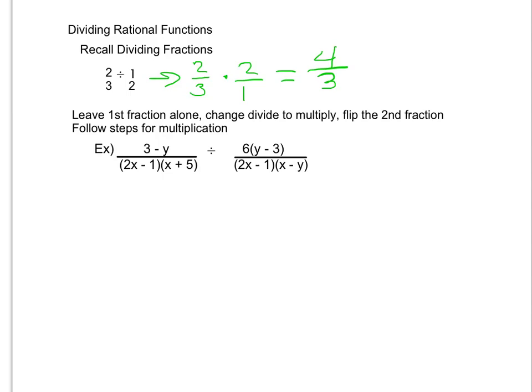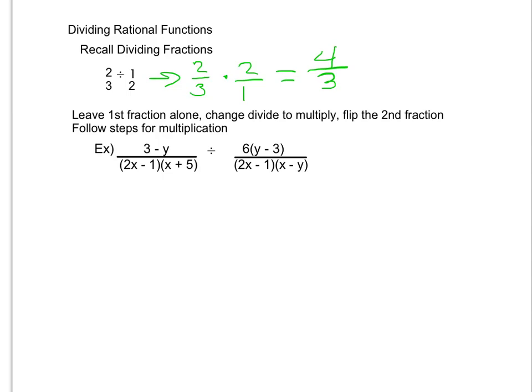Guess what? We're going to do the exact same thing when we look at rational functions. So here are my instructions. I'm going to leave my first fraction alone. I'm going to change divide to multiply. Flip the second fraction. From there, I'll follow those steps that I had for multiplication where I factor, I reduce, and I state my domain. So let's look at the first example.